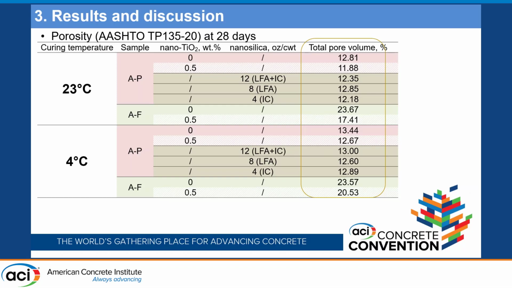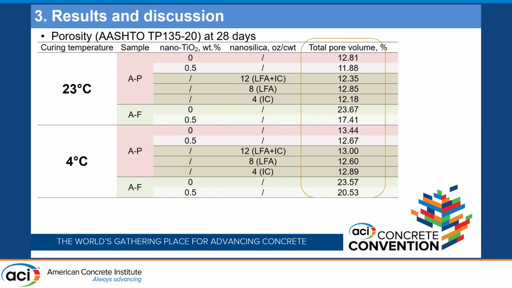You can see the numbers there, like 12, 8, and 4. Those are the ounces per 100 pounds of cement that admixture was added. So we were adding 12 ounces. So those were liquid admixtures, nano-silica dispersed in liquid solution. That's how it's being supplied.